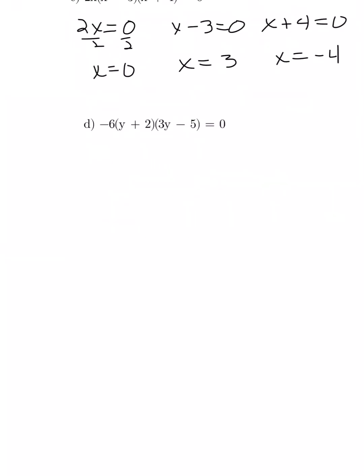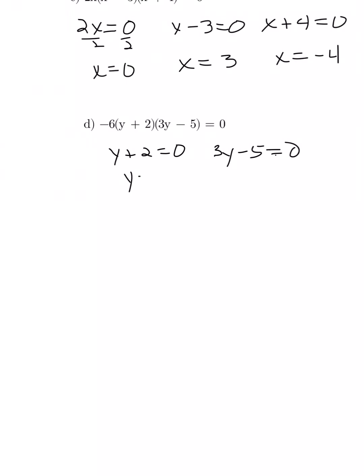I chose the next example specifically because it also has an item tacked on the front, but notice that that item does not contain a variable. When what's on the front is a constant, a plain number, you do not set that equal to 0. It doesn't even make sense to say negative 6 equals 0. You only use an item on the front if it has a variable. So in this case, we are only going to use the two quantities. So we're going to set y plus 2 equal to 0 and 3y minus 5 equal to 0.